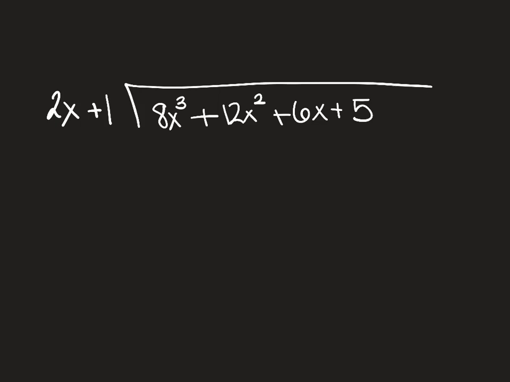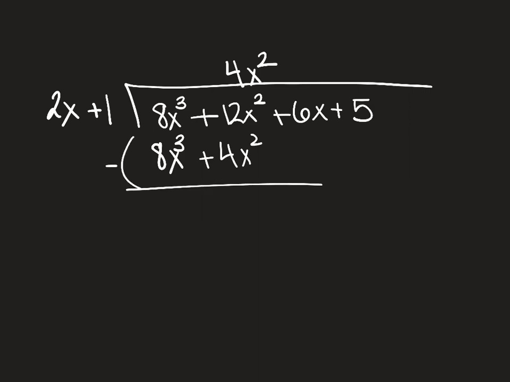Okay, this is a little bit scary because we have a number, but we can do this. To make 2 become an 8, you have to multiply by a 4. And to make x become an x cubed, you need to multiply by an x squared. So how about a 4x squared? 4x squared times 2x is going to be 8x cubed. And then 1 times 4x squared is a 4x squared. Subtract the entire thing. So this becomes a negative and a negative. 8x cubed minus 8x cubed goes away.